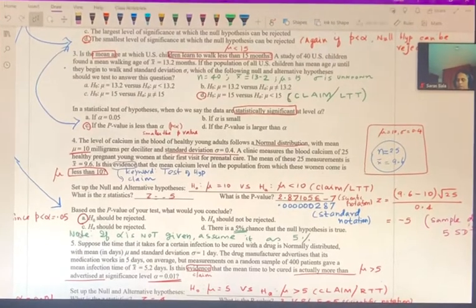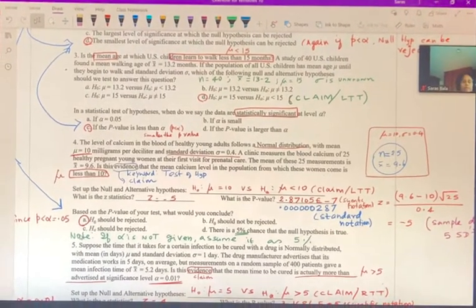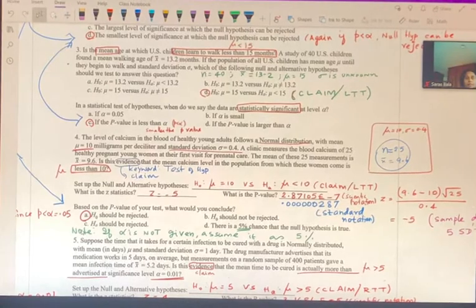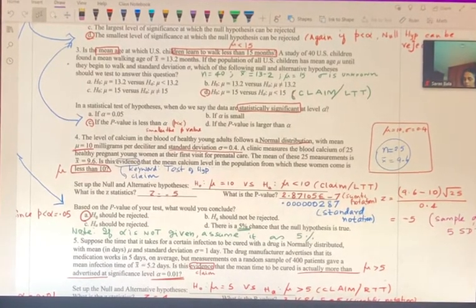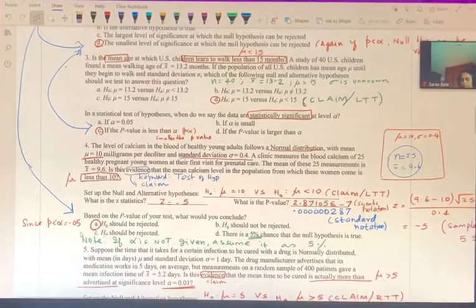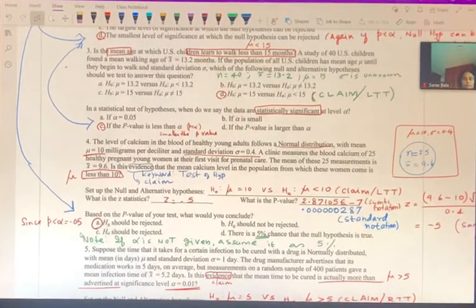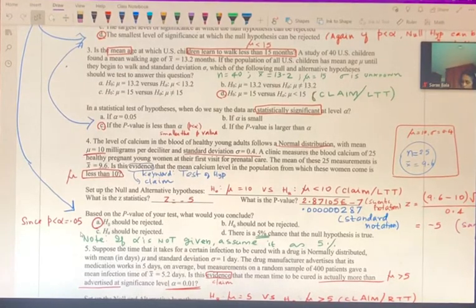The children learn to walk in less than 15 minutes. So that is the keyword, and that's going to be the claim. That's what is going to be tested. That itself is appearing in your problem as a question. Okay, the sample of n equals 40 children.